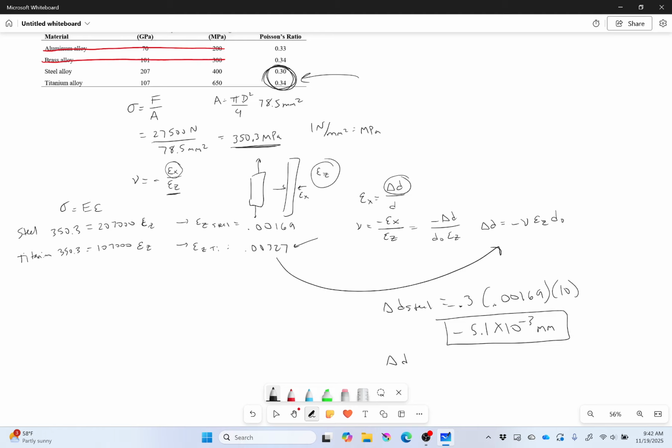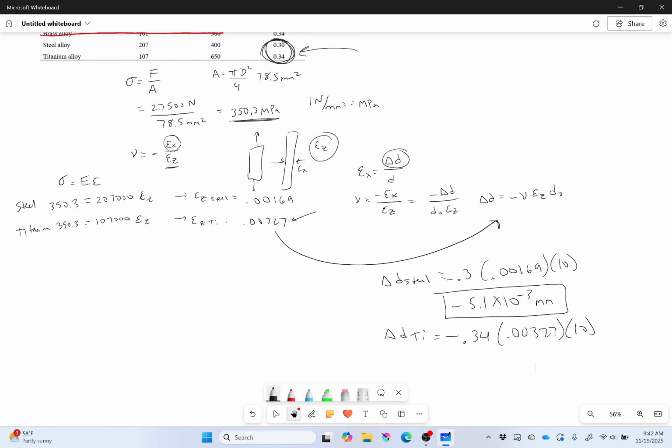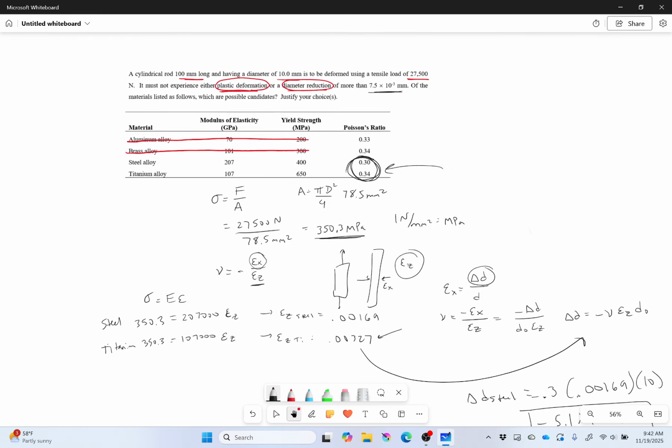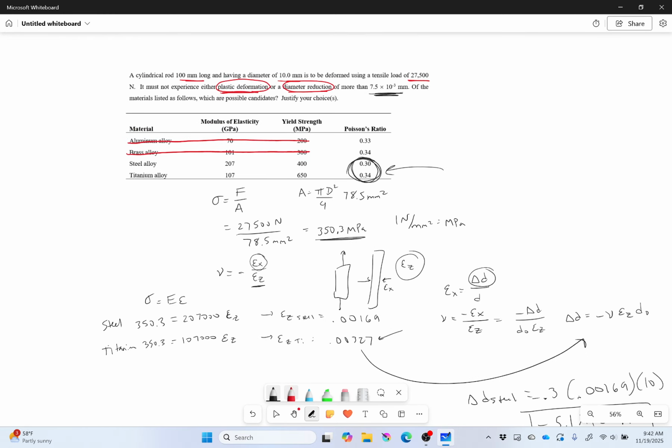Let's do it for titanium now. This will be equal to negative 0.34 times the strain, which is 0.00327 times 10. And when I calculate that one, it is equal to negative 11.1 times 10 to the negative third millimeters. And so that one does not work because it's too much. Max was 10.5, it's 11.1. So going through this, what we find out is that steel is the only one that has the properties we need. So steel is our victor in this particular design problem.